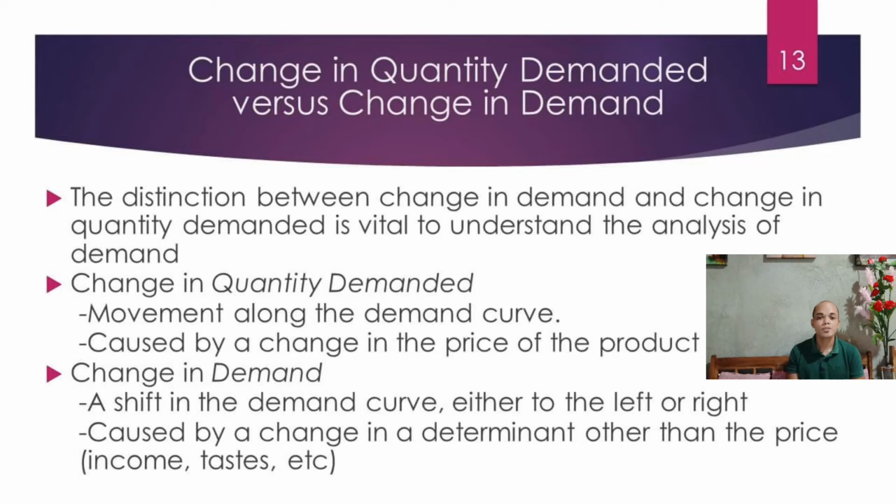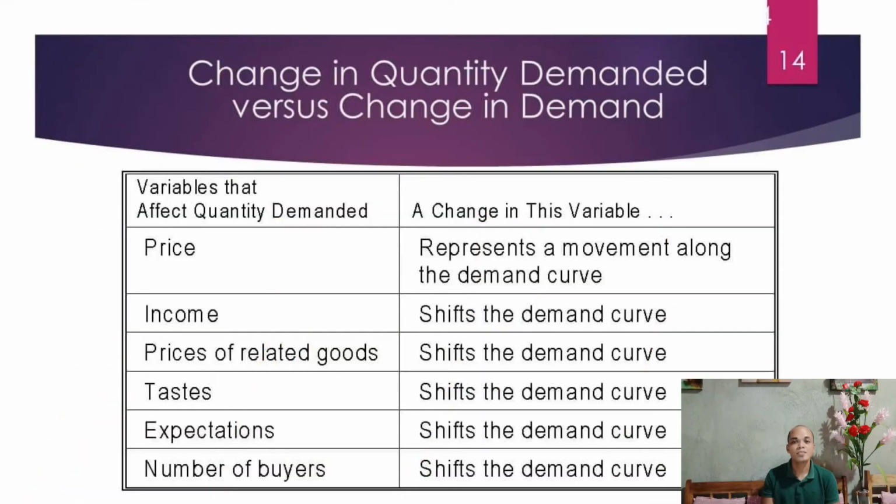And second, it is caused by a change in a determinant other than the price, like, just for example, income, taste, or expectation from buyers, etc. So here is the summary between the change in quantity demanded versus the change in demand. In the first column, the variables that affect quantity demanded are the price, the income, price of related goods, tastes, expectations, and number of buyers.